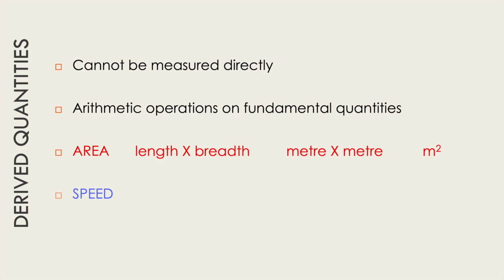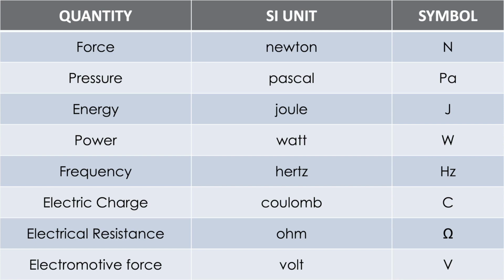Similarly, speed. We know that speed is equal to distance upon time, and which is why the unit of speed is meter per second. Now certain quantities require very complex arithmetic operations, and therefore the units are named after scientists. For force, the unit is Newton. For pressure, it is Pascal. For energy, it is Joule. For power, it is Watt. For frequency, it's Hertz. For electric charge, it's Coulomb. For electrical resistance, it's Ohm. And for electromotive force, it is Volt.